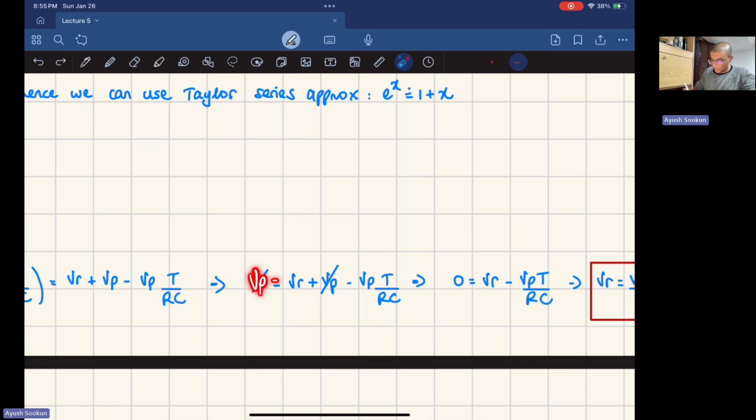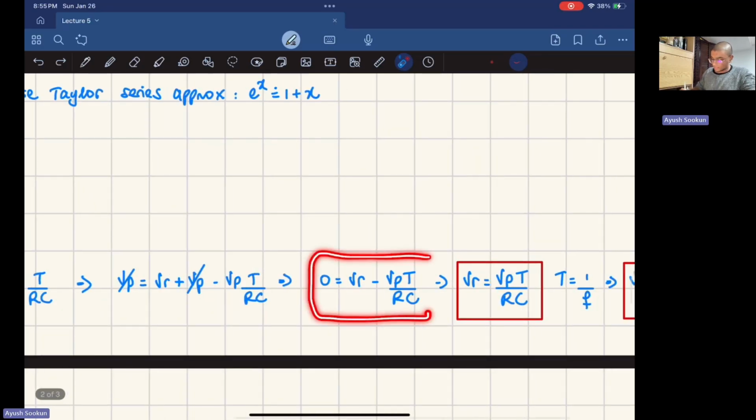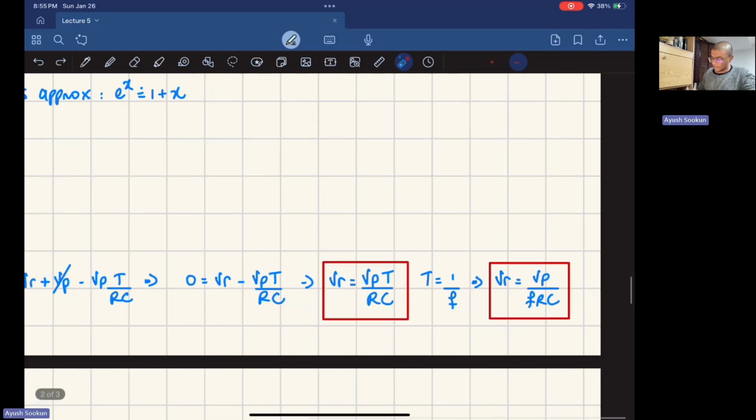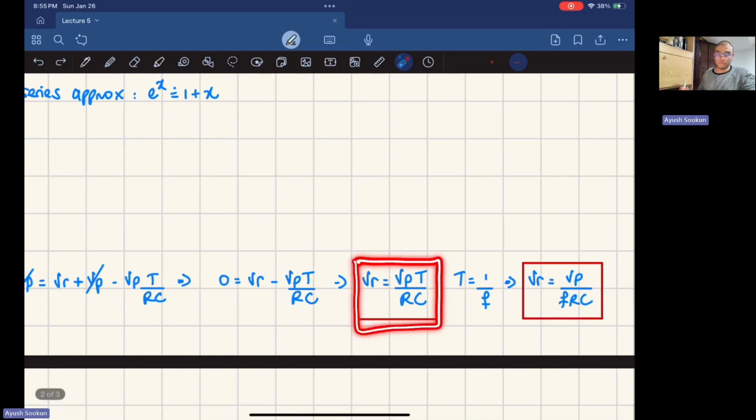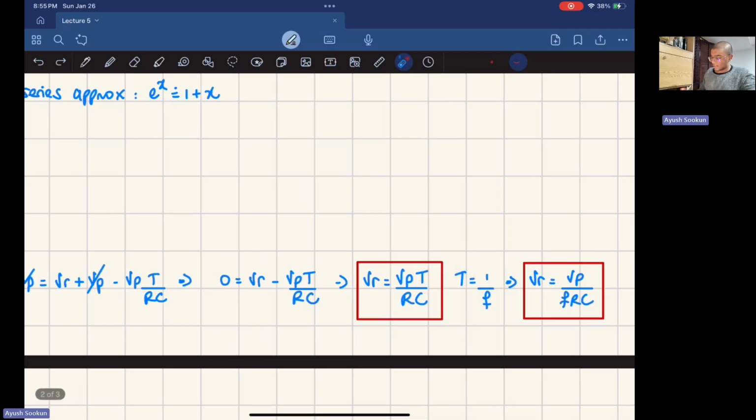So I have Vp equals Vr plus Vp minus Vp times T over RC. I have Vp on both sides of the equation so I can cancel them out where I get this thing. Now all I got to do is isolate for Vr and I get this equation, which is the ripple voltage equation. So it says that V ripple is Vp, which is my peak voltage, times the period over RC. Now I know that the period is 1 over the frequency, so I can replace T by 1 over f, and the equation simplifies to this. Both of these equations really just mean the same thing, okay? So that's the equation for my ripple voltage.